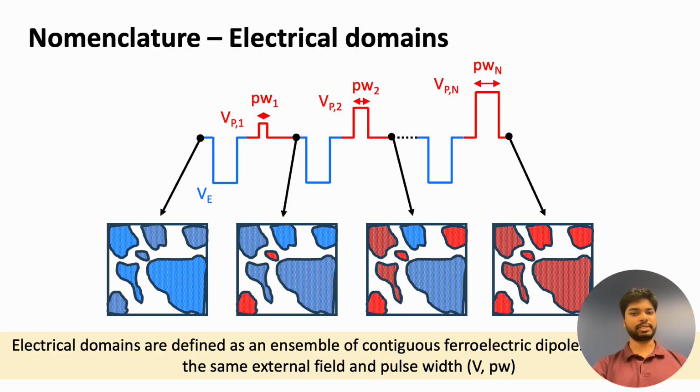Before we go into the experimental setup and the further details, let me clarify some terminology. In this talk, I will use the term domains to refer to electrical domains. Here we define an electrical domain as a contiguous set of dipoles that switch at the same applied field and pulse width. This is an experimentally observable definition enabled uniquely by EBIC, which provides localized polarization response at nanometer scale resolution.